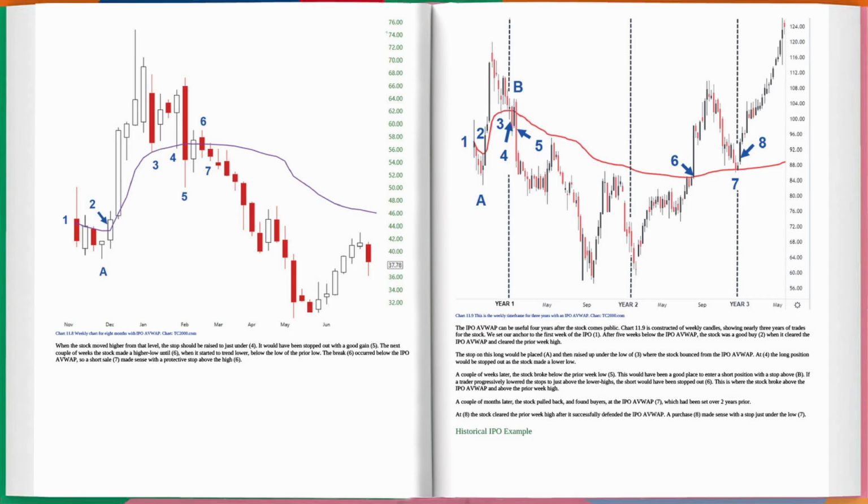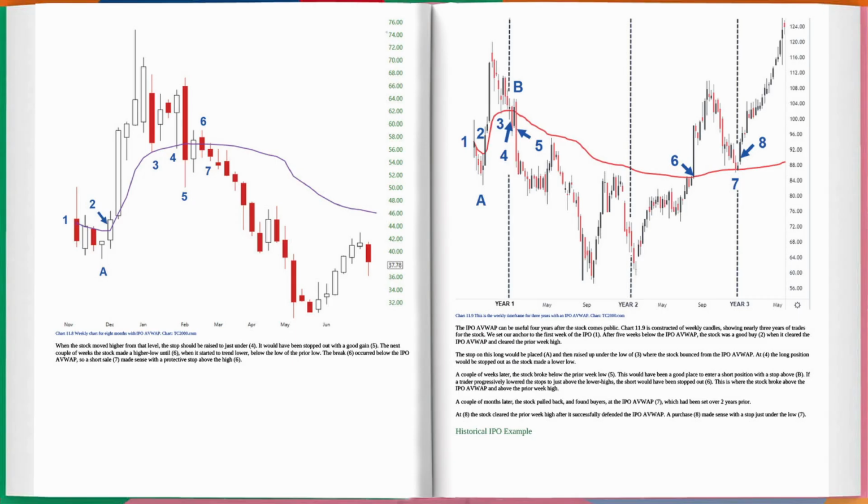A couple of months later, the stock pulled back and found buyers at the IPO AVWAP (7), which had been set over 2 years prior. At (8), the stock cleared the prior week high after it successfully defended the IPO AVWAP. A purchase (8) made sense with a stop just under the low (7).